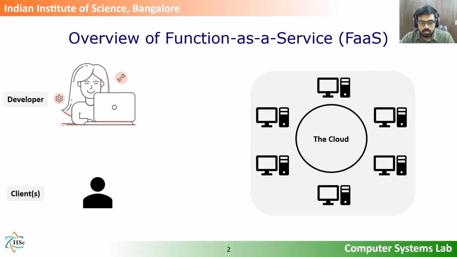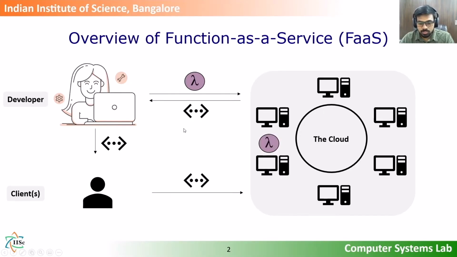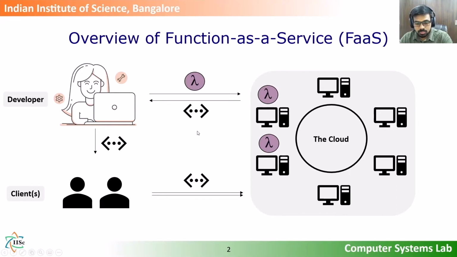There are three stakeholders in FaaS: the developer, the cloud provider, and the client. The developer provides the function to the cloud provider, and the cloud provider returns an endpoint, say a HTTP endpoint, to the developer. The developer then provides this endpoint to the client to invoke the function. Each function request is executed in a container, and the cloud provider ensures auto-scaling of these containers based on request load. FaaS also provides pay-per-use billing, ensuring that the developers are charged only for function execution times.